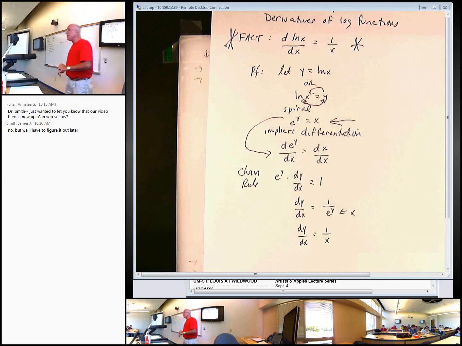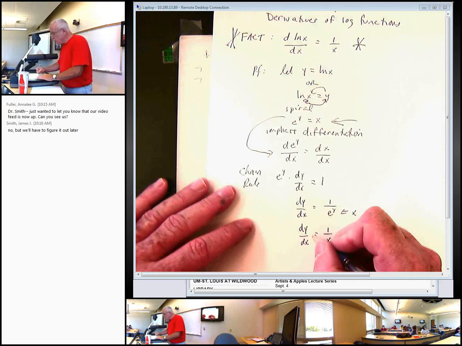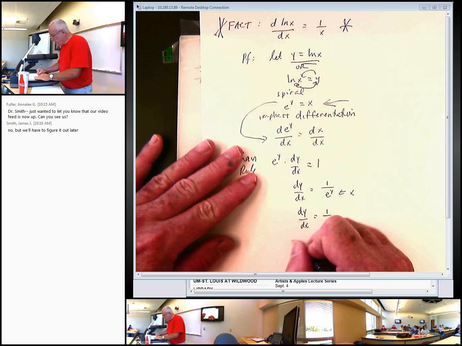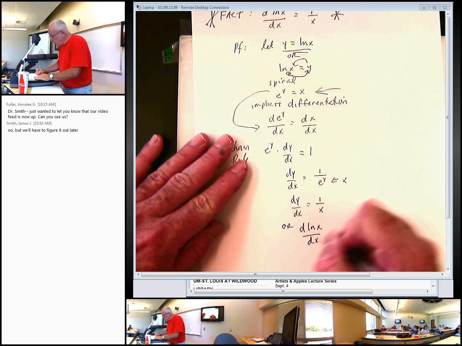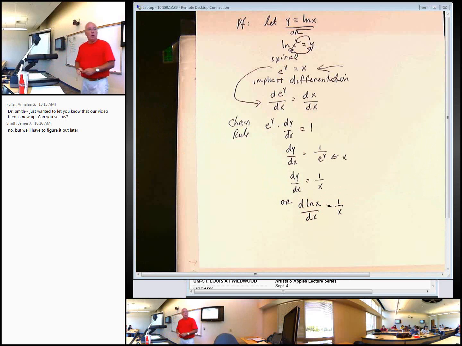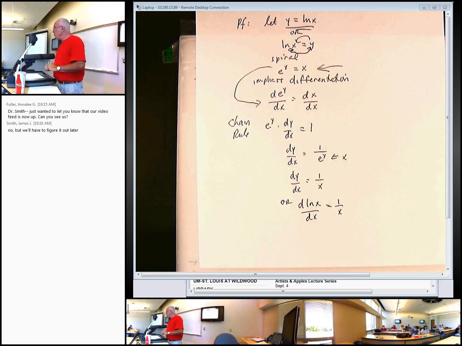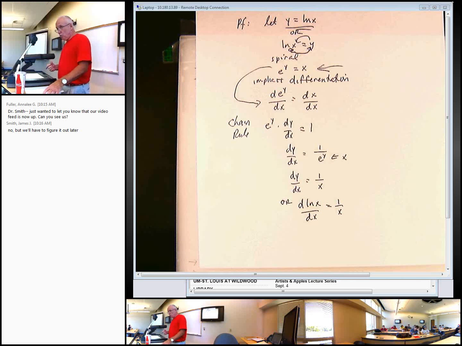And that is exactly what we were asked to prove, because y is equal to the natural log of x, or the derivative of the natural log of x with respect to x is equal to 1 over x. All right. So, something to remember. Now, from that, we know we can always use the chain rule with derivatives.